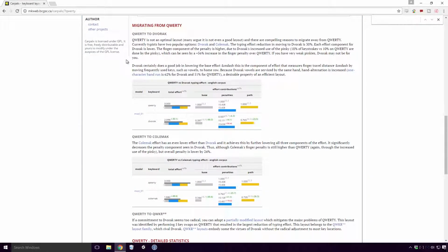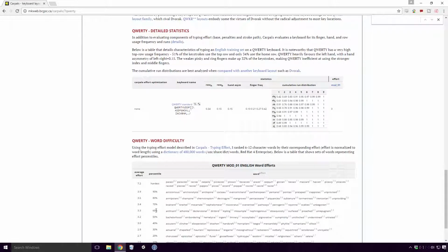Martin then goes on to talk about migrating from QWERTY to Dvorak, Colemak, and the QWKR layouts. We'll be looking at them in the next video, yes, but feel free to check them out on this site. Let's have a look at the detailed statistics. Aye, because the stats that we were looking at before certainly lack detail, yes.